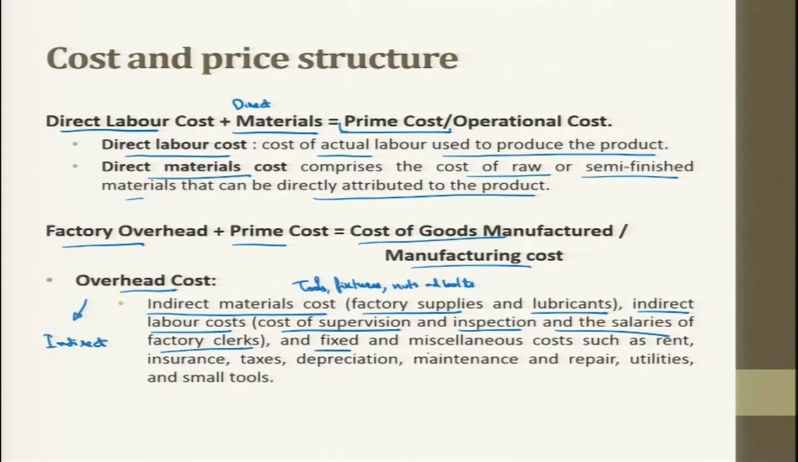And fixed and miscellaneous costs such as rent, insurance, taxes, depreciation, maintenance and repair, utilities and small tools, this is overhead cost. So, the product cost is prime cost plus factory overhead. That is, in a way, product cost is equal to direct material plus direct labor plus indirect material plus indirect labor plus miscellaneous.